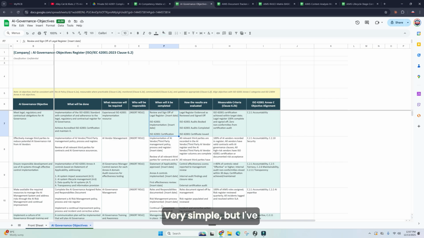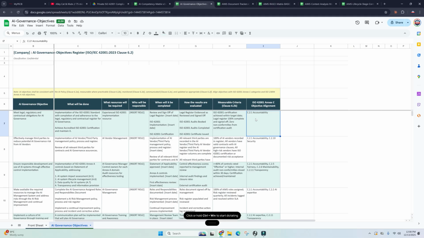Very simple, but I've added some more value beyond the basics. So you've got this measurable criteria column, as clause 6.2b says, objectives should be measurable if practicable. And this column kind of forces you to define success metrics up front. And then you've got the Annex C objective alignment, 42001 Annex C lists 11 recommended AI objectives, accountability, AI expertise, and so on and so forth. So this becomes like a living document that drives your management reviews. So are we meeting our AI governance objectives? What's on track? What's behind? And it's like accountability made visible.